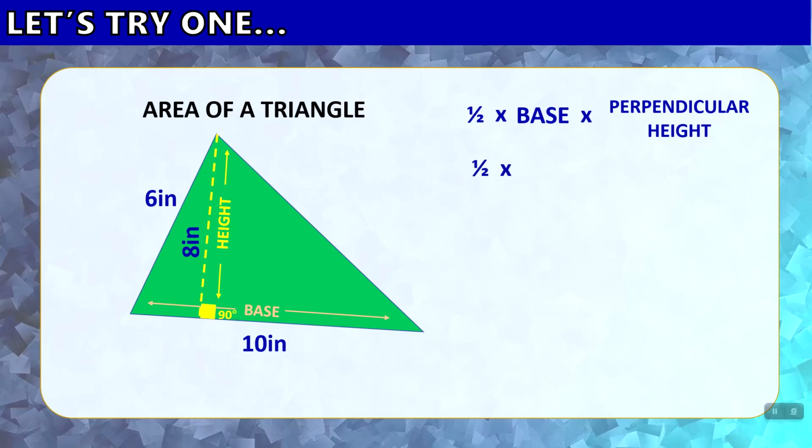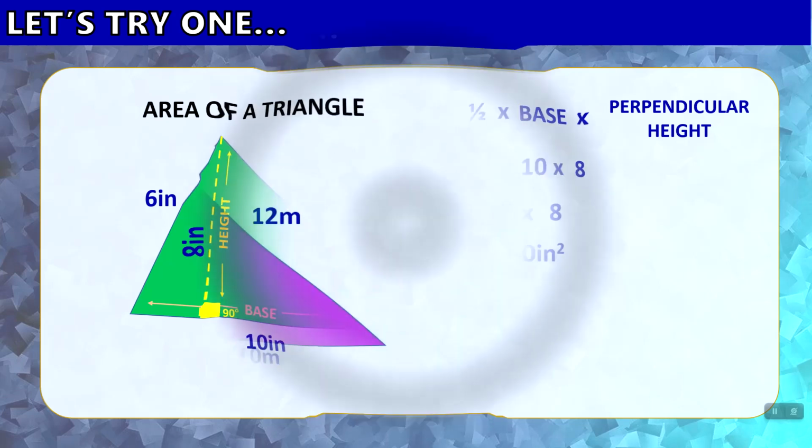And so we now substitute half times the base is 10. The perpendicular height is 8. Half of 10 is 5, times 8 is 40 inches squared.